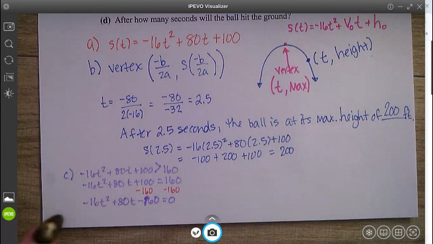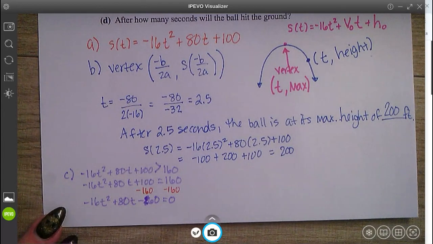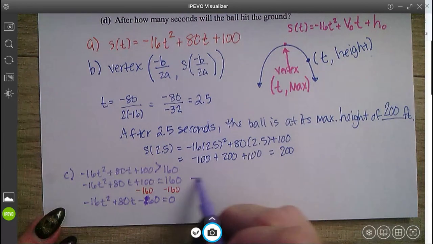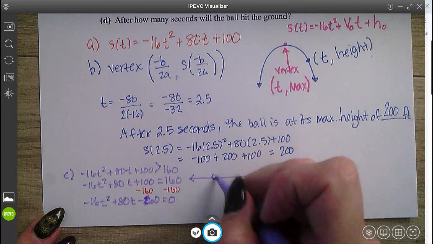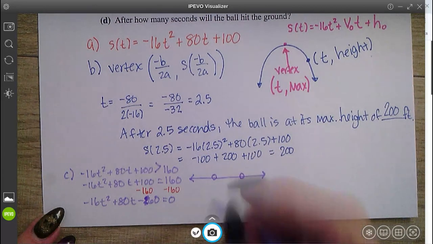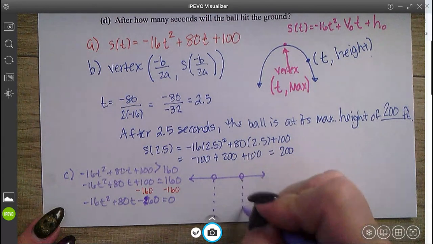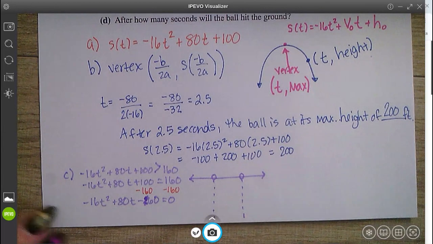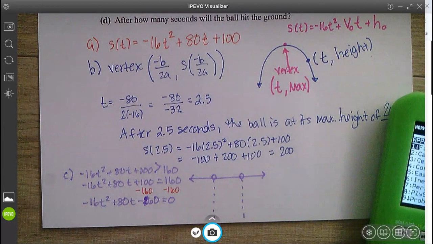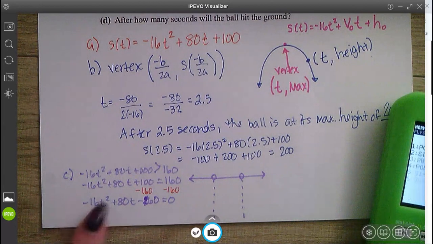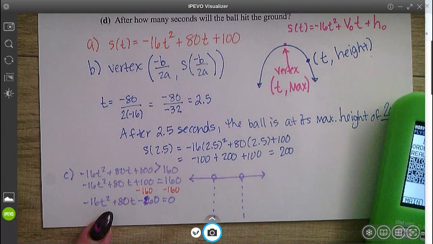All right. At that point, I would probably use the quadratic formula to figure out my values of t and set myself up with a test chart. And then I would test a value in each of those intervals. So I really don't want to take the time to solve that. So I'm just going to do that right quick on my calculator because I just need to have it done quickly.